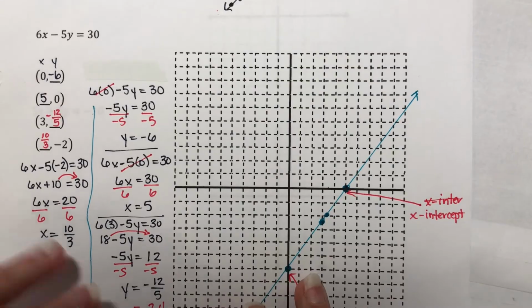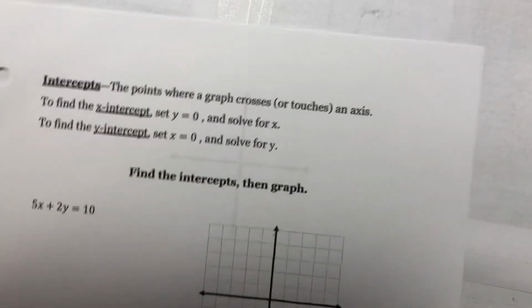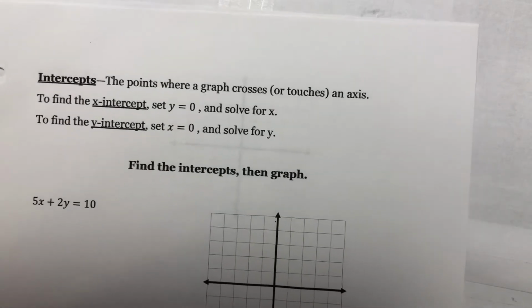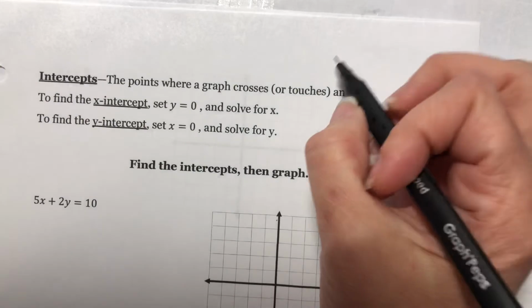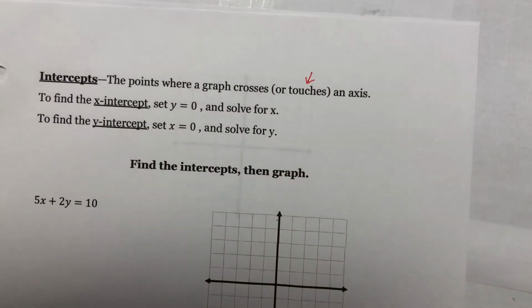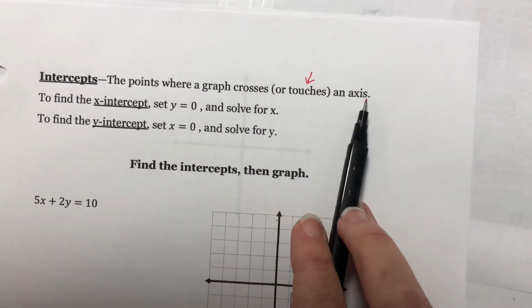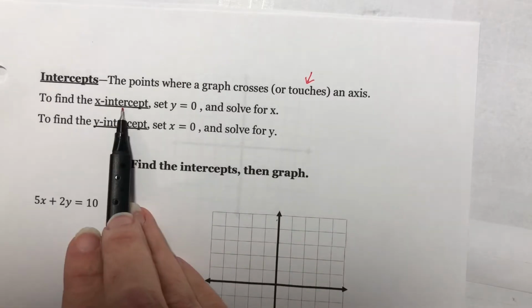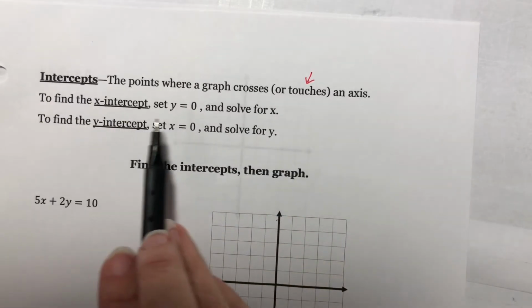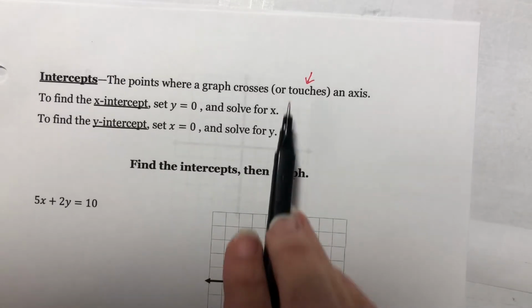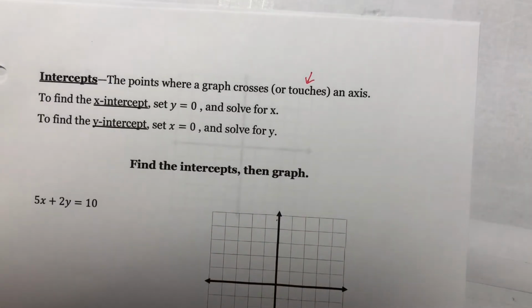All right, so let's talk about intercepts and how to find them easily. We talked about how they come when you plug in zeros. An intercept is the point where a graph crosses or touches, and this becomes important later in the course, an axis. To find the x-intercept, you set y equal to 0 and solve for x. To find the y-intercept, you set x equal to 0 and solve for y. So you're just plugging in your zeros and seeing where you end up.